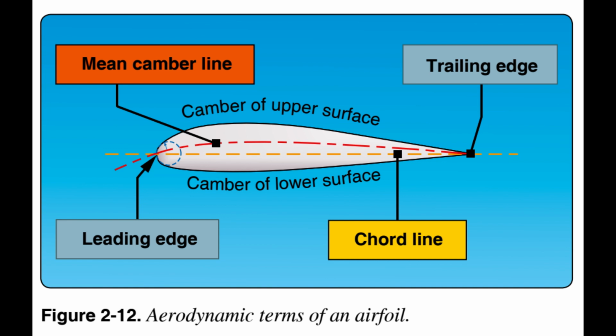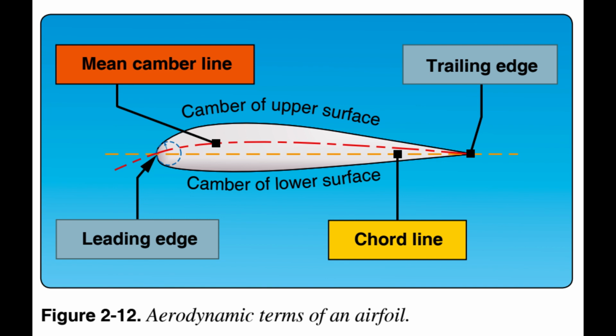4. Mean camber line, a line drawn halfway between the upper and lower surfaces of the airfoil. Figure 2.12. The chord line connects the ends of the mean camber line. Camber refers to curvature of the airfoil and may be considered as curvature of the mean camber line. The shape of the mean camber is important for determining aerodynamic characteristics of an airfoil section.